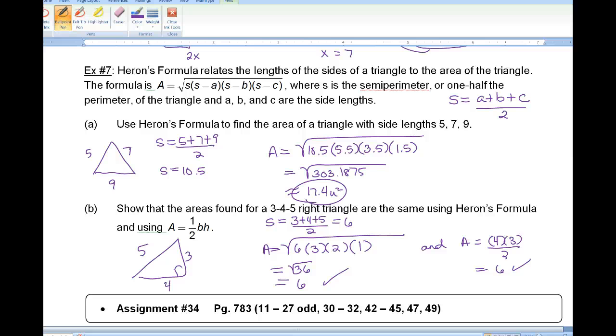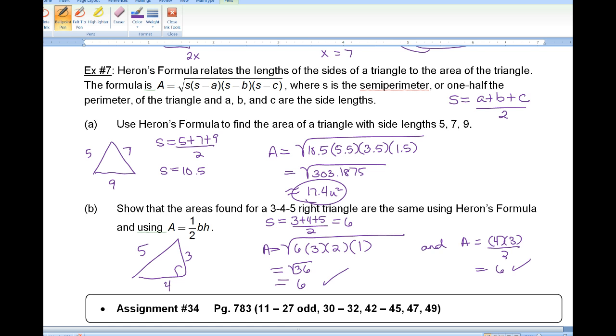Heron's formula is significant because it will take any triangle. It doesn't have to be a right triangle, and we don't have to know the height necessarily. You just have to know the three side lengths. You'll see this again next year.